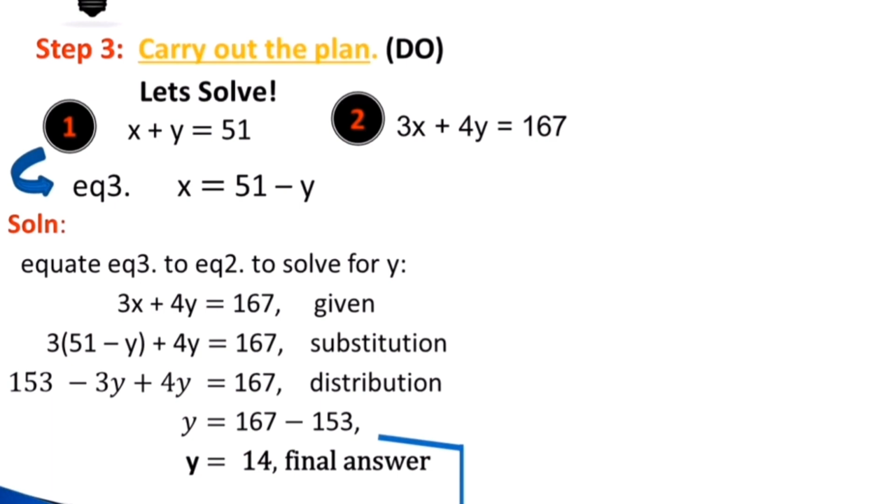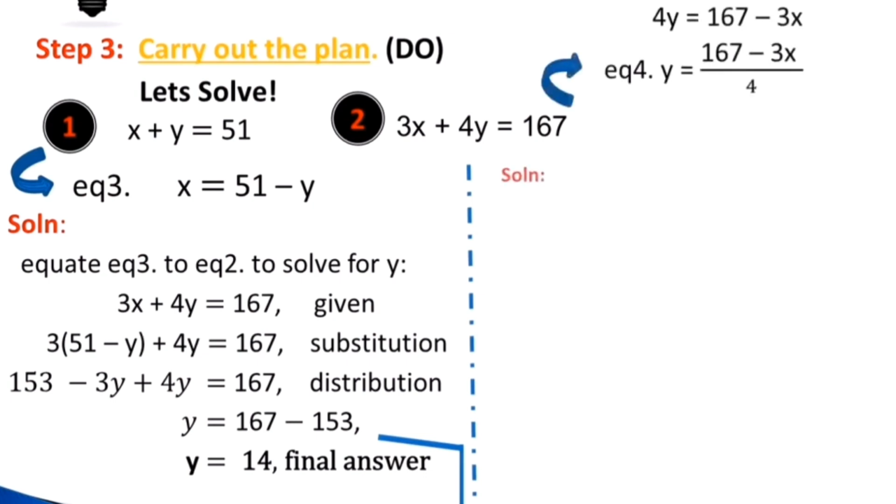Right now, in order for me to solve for the value of x, I am going to use equation 2 and create an equation out of equation 2. Since I was able to get the value of y, this time I am going to express equation 2 in terms of y. So I have here equation 4: y equals 167 minus 3x over 4. How? I just transfer 3x to the other side, it becomes negative 3x. Since I am concerned with y, I divide the whole equation by 4. So right now, I have equation 4.